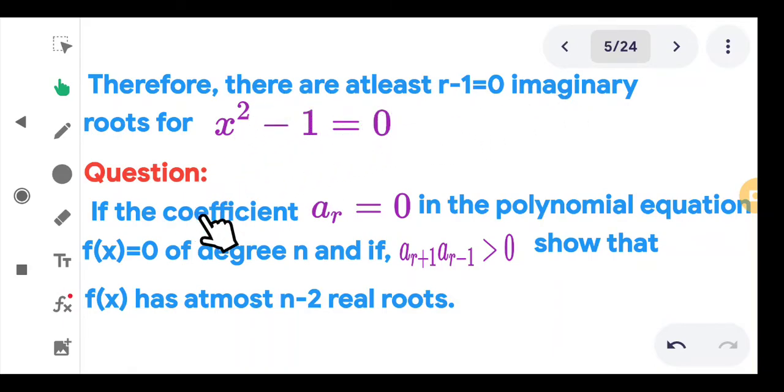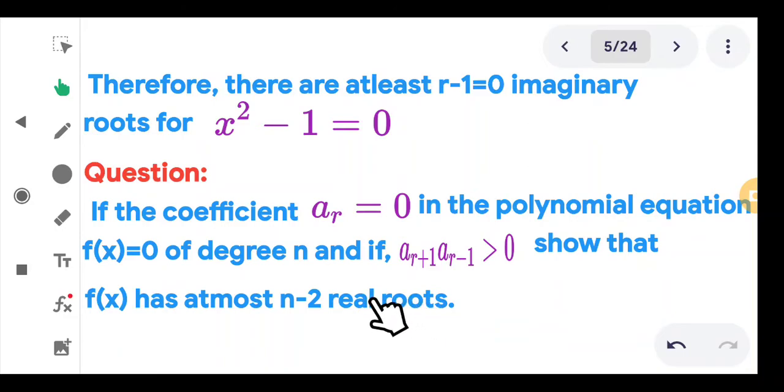Now let's have a question based on the Gauss rule. If only one coefficient a r is missing in the polynomial equation f of x equal to 0, which is of degree n, and if the coefficients a r plus 1 and a r minus 1 multiplied are greater than 0, means both of them are positive or both of them are negative, show that f of x has at most n minus 2 real roots.